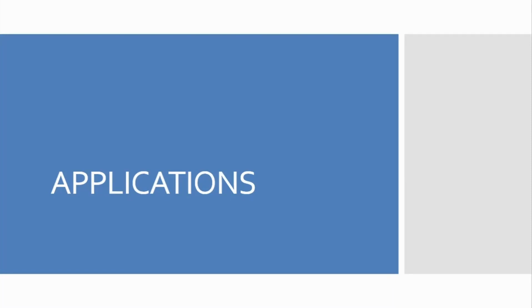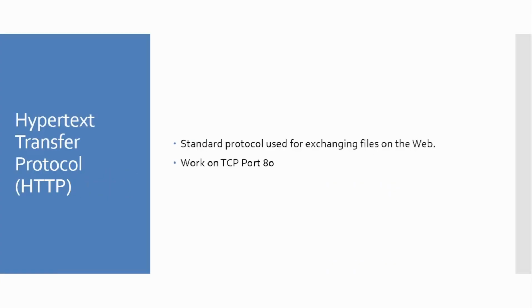In this video, we will be talking about different applications within the 7th layer of the OSI model. First, we have HTTP, the Hypertext Transfer Protocol, which is the standard used for exchanging files on the web. It functions as a request-response protocol in the client-server communication.